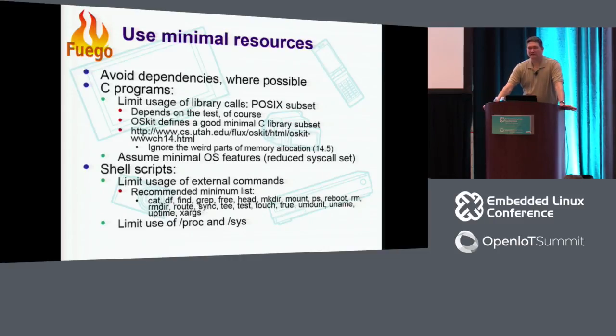So it's important not to assume that something is there in order to make the test as runnable in as many places as possible. For shell scripts, the same applies, except now instead of APIs, we're talking external commands. So don't go using esoteric, weird external commands. This is my recommended minimum list. This is the minimum list that Fuego has. Just about any BusyBox-capable system is going to have these.